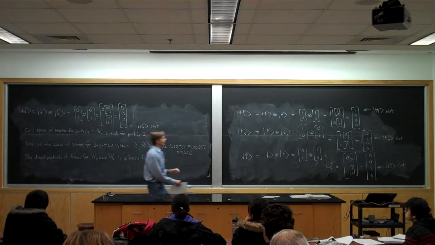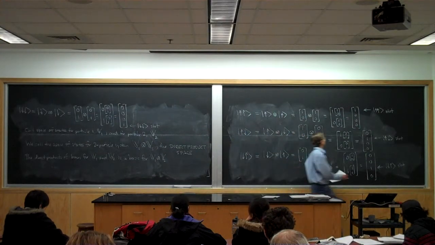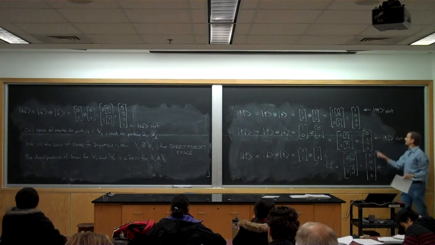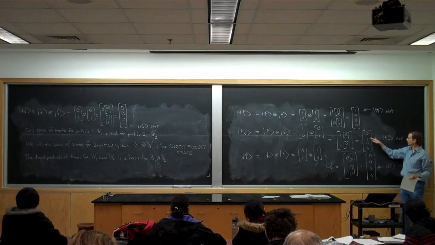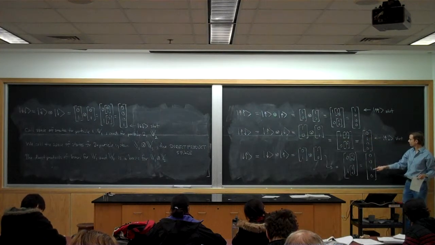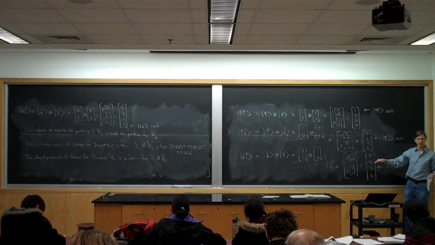Similarly for the second particle. Now, we created four-component column vectors, 1, 0, 0, 0, 0, 1, 0, 0, 0, 0, 1, 0, and 0, 0, 0, 1.